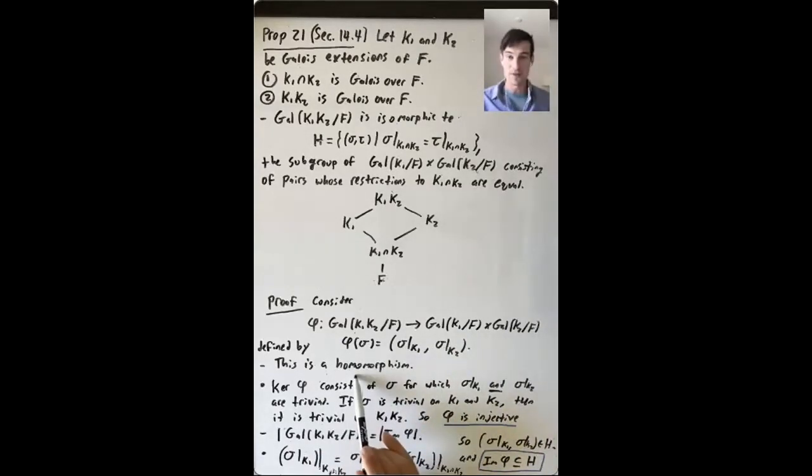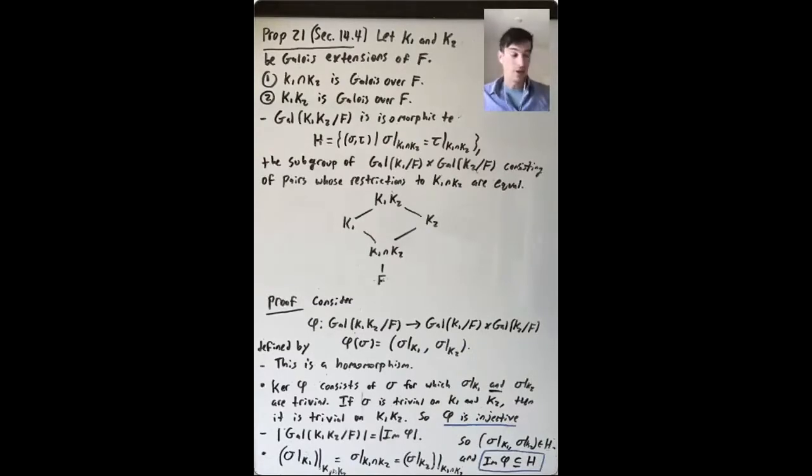Why is it a homomorphism? Well, just think about what happens when you apply phi to sigma 1 sigma 2. You take sigma 1 sigma 2, you restrict to K1. That is the product of sigma 1 restricted to K1 times sigma 2 restricted to K1. You can check the details.